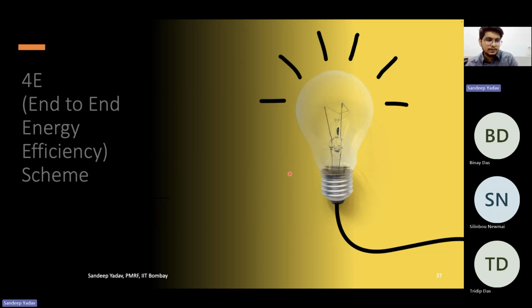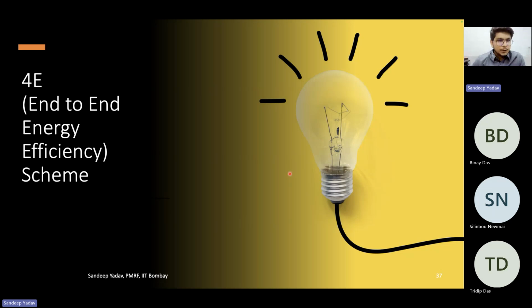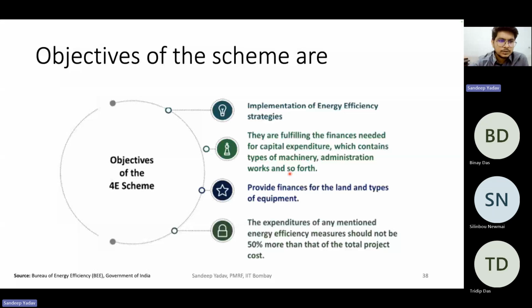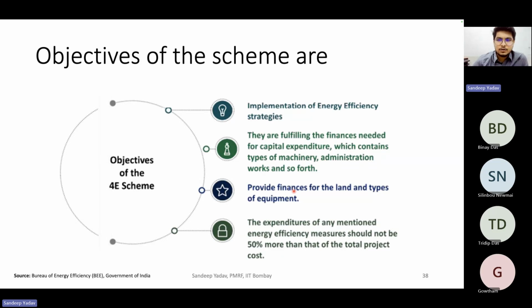Now I will start with the next scheme, that is the 4E scheme. 4E stands for the End-to-End Energy Efficiency scheme. That's how it's called, 4E. Its objective was the implementation of energy efficiency strategies, fulfilling the financial needs for capital expenditure, providing finances for the land and the type of equipment, and the expenditure for any mentioned energy efficiency measures should not be more than 50% of the total project cost. So these are the four objectives of this scheme.